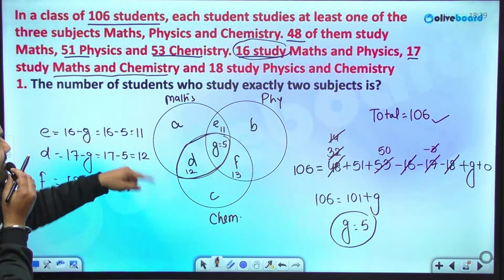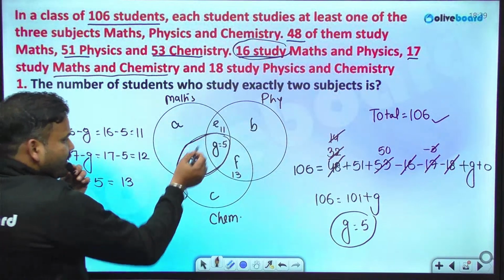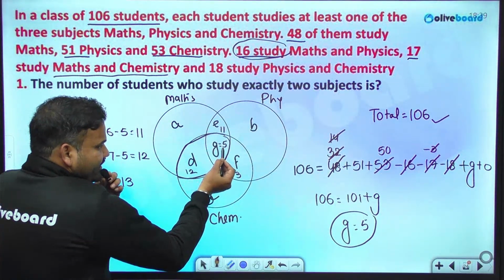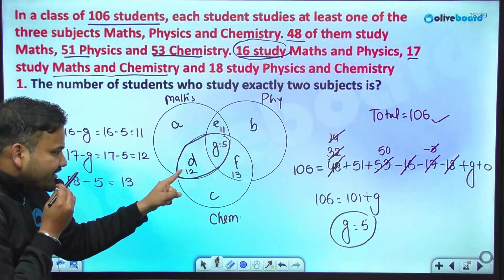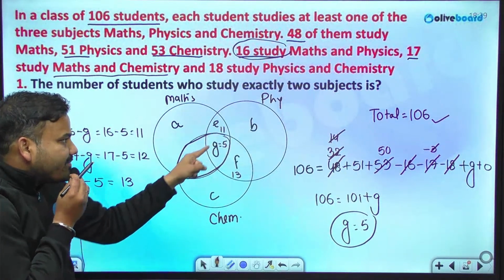Now entire maths is what? Entire maths is 48. Out of 48, how many are there? That is 12 plus 5, 17, and 17 and 11 is 28. Again, this is 12, this is 5, and this is 11. So these students are studying maths as well.